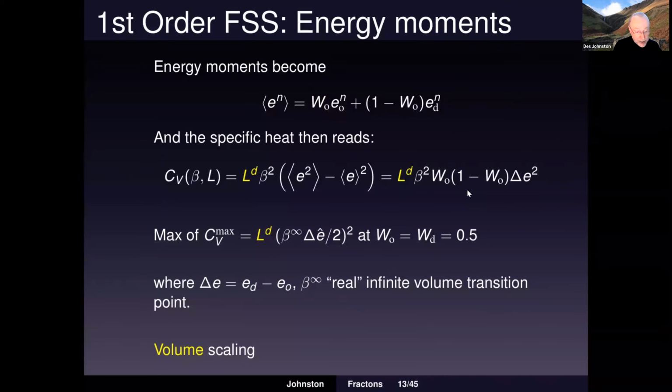And if I want to work out something like a variance, a specific heat, so these are moments of the energy here. The specific heat is the variance of the energy. And this is the energy per site that I'm working out here. I simply get a volume scaling. So this is a general expression for the specific heat. And the peak in this expression is where W0 is equal to 1 minus W0, which is equal to a half. So you've got equally weighted peaks.